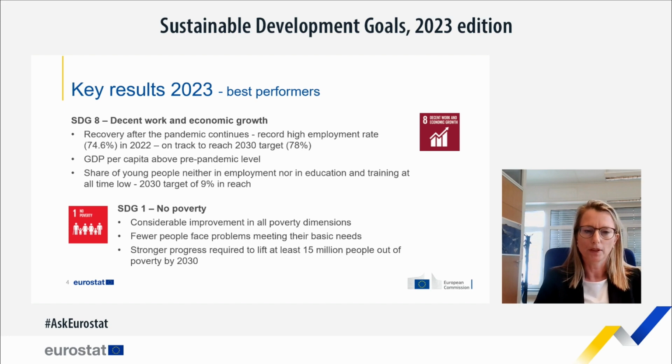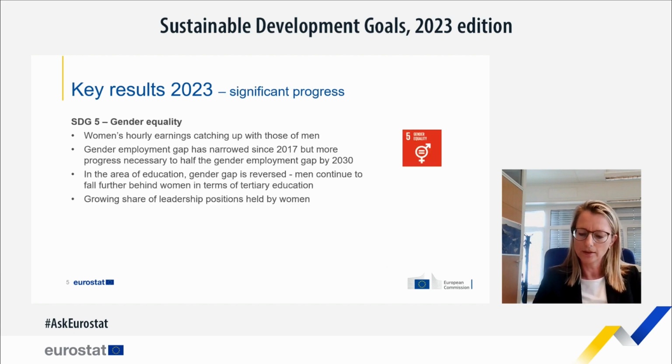The GDP per capita is also above pre-pandemic level. And this good economic environment helps to improve the poverty situation. So we have seen considerable improvements in all poverty dimensions in the EU, but we still need to make more efforts to reach the target of lifting at least 15 million people out of poverty by 2030, which is another social pillar target. On the next slide, you see that we are also making progress in gender equality, SDG 5.